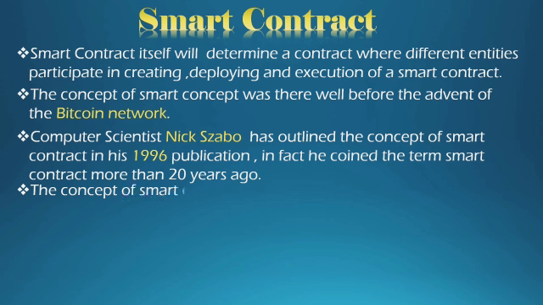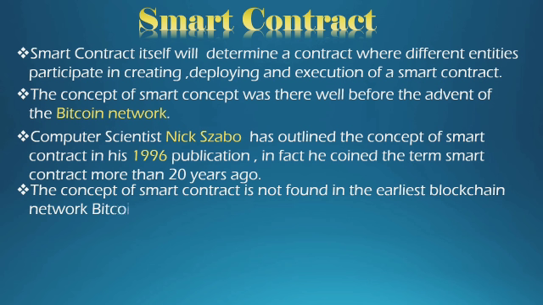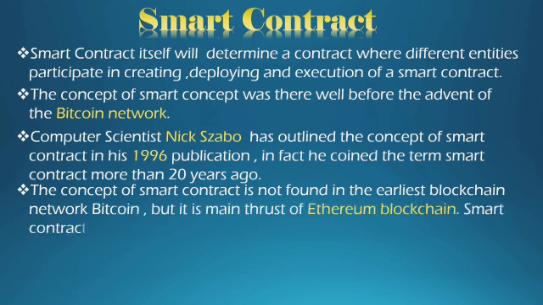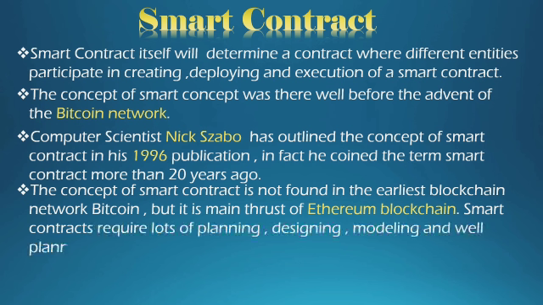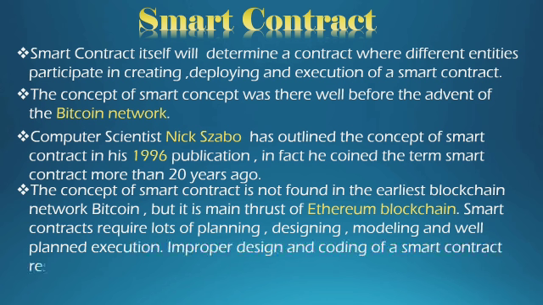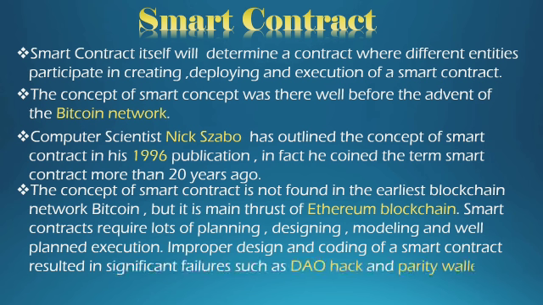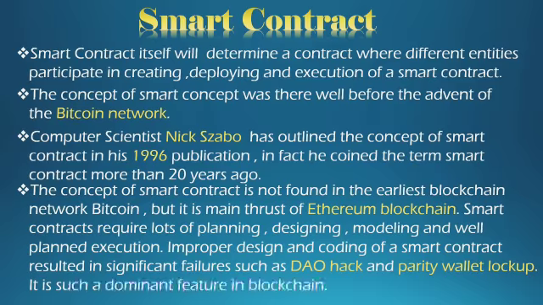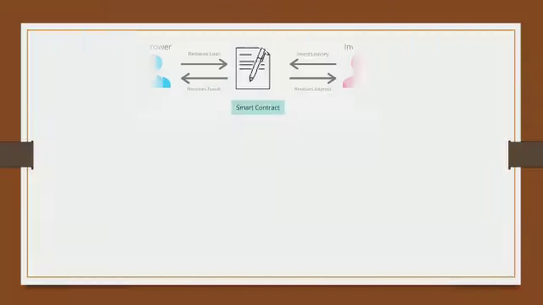The concept of smart contract is not found in the earliest blockchain network, Bitcoin, but it is the main thrust of the Ethereum blockchain. Smart contracts require lots of planning, designing, modeling, and well-planned execution. Improper design and coding of smart contracts have resulted in significant failures such as the DAO hack and the Parity wallet lockup. It is such a dominant feature in the blockchain. Let's explore smart contracts in detail with an example.